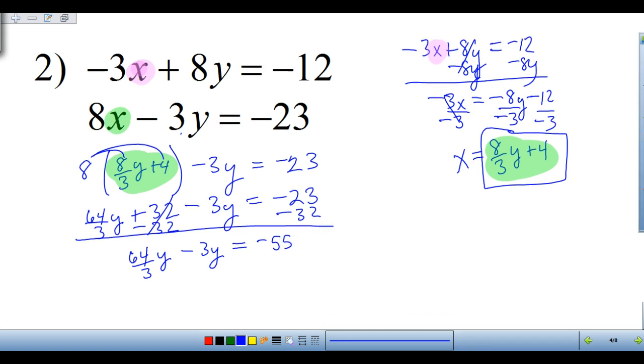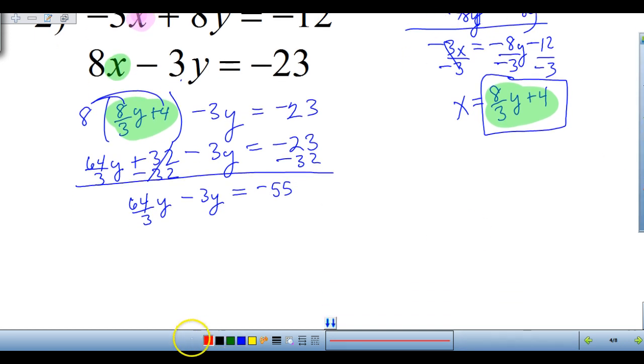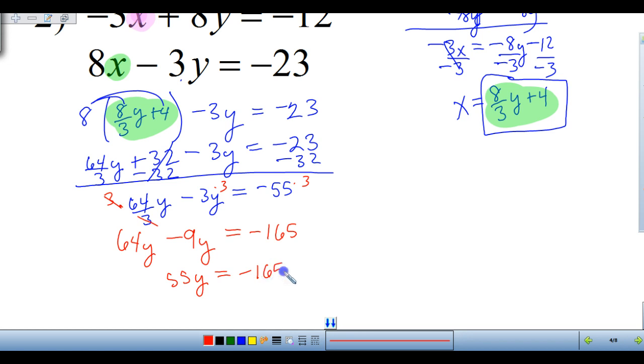Before I even try to combine like terms, I'm going to clear that fraction because that's hard for me to work with. You guys know how to clear a fraction. So you multiply everything by 3 so that this cancels. So I just have 64y. And now you have minus 9y, and this would be negative, let's see, that would be 150, and that would be 15, so negative 165. Now you can combine like terms. 64 minus 9 would give you 55y equals negative 165. Then you can divide by 55.